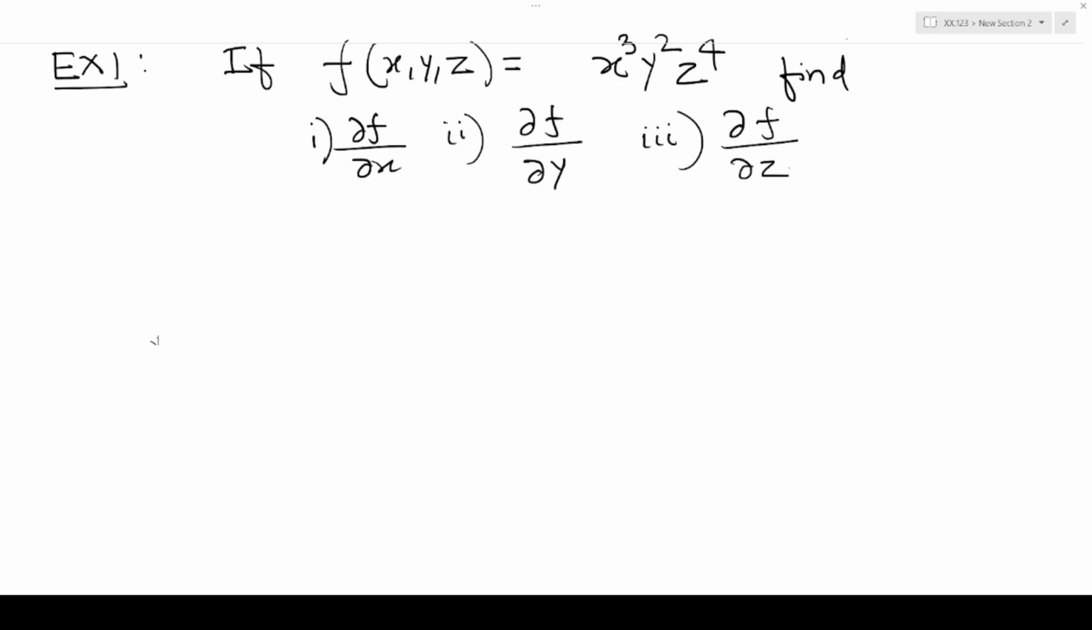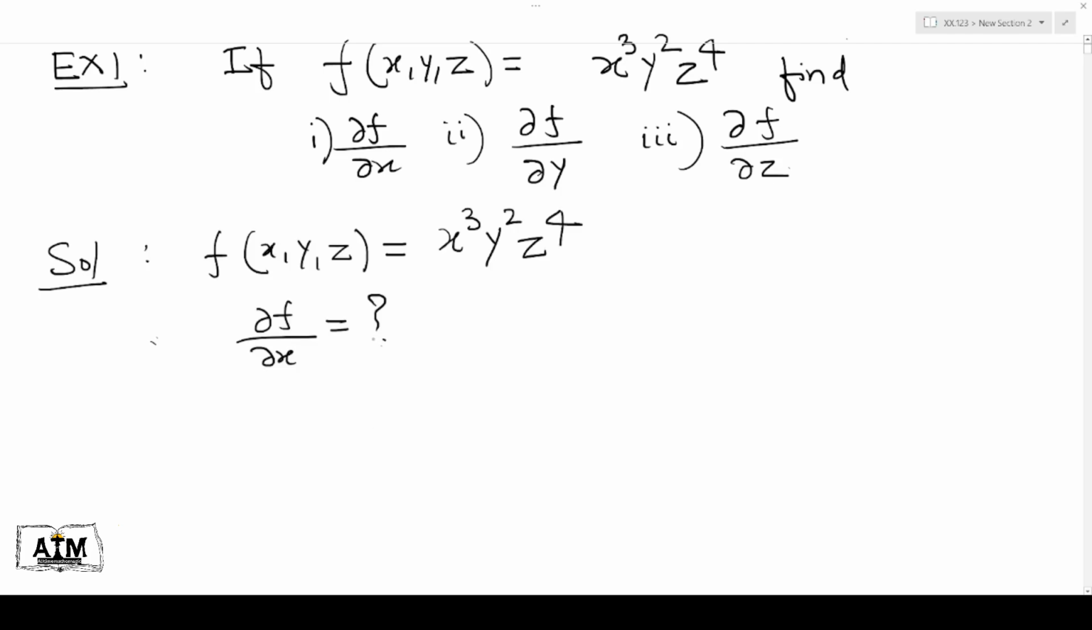If f of x, y, z equals x cube y square z raised to 4, find the partial derivative with respect to x, the partial derivative with respect to y, and the partial derivative with respect to z. It implies we need to find dou f by dou x, dou f by dou y, and dou f by dou z. First, let us find dou f by dou x.